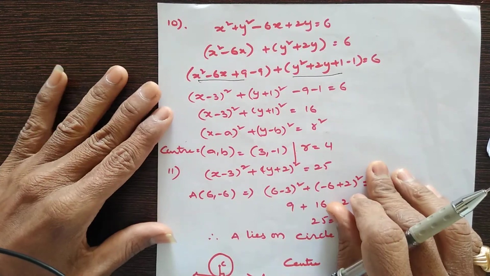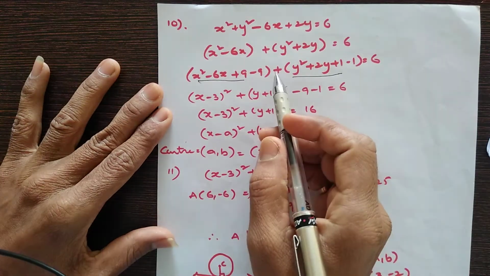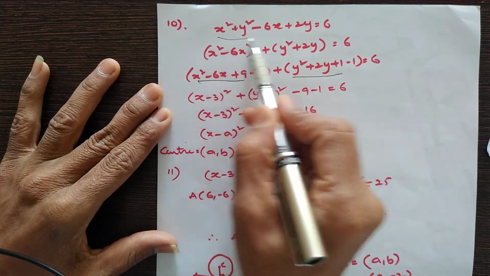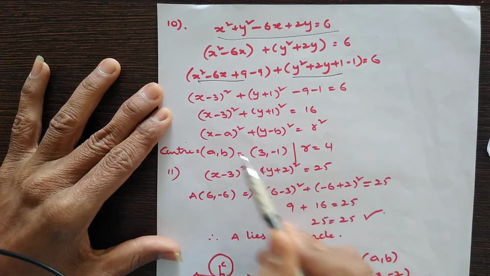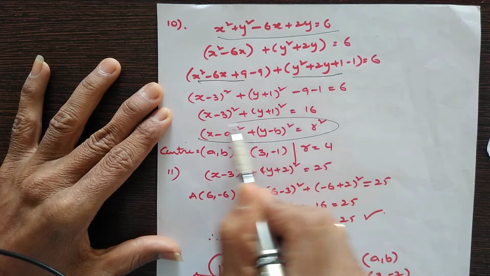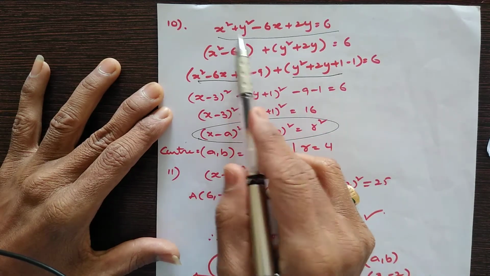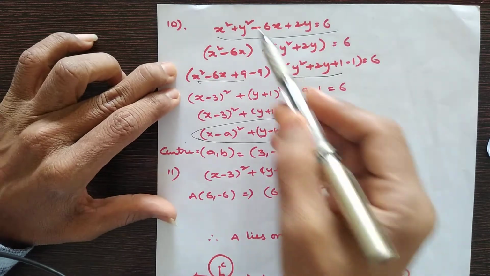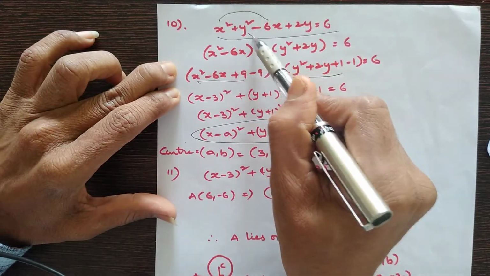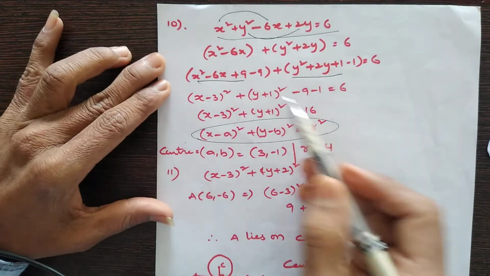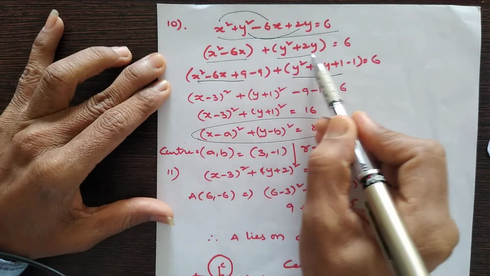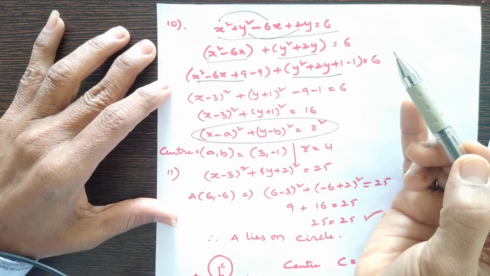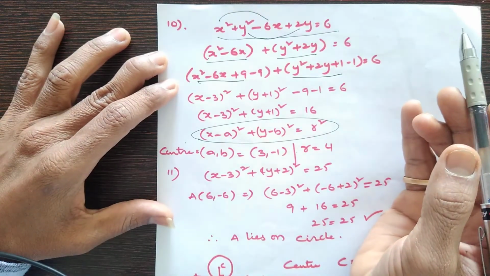Okay, see here. Now, what is the question given? We have to express this in the form like this. Before doing this, you already know the completing the square process. First, you take x terms in one place and y terms in one place: x square minus 6x, y square plus 2y is equal to 6.